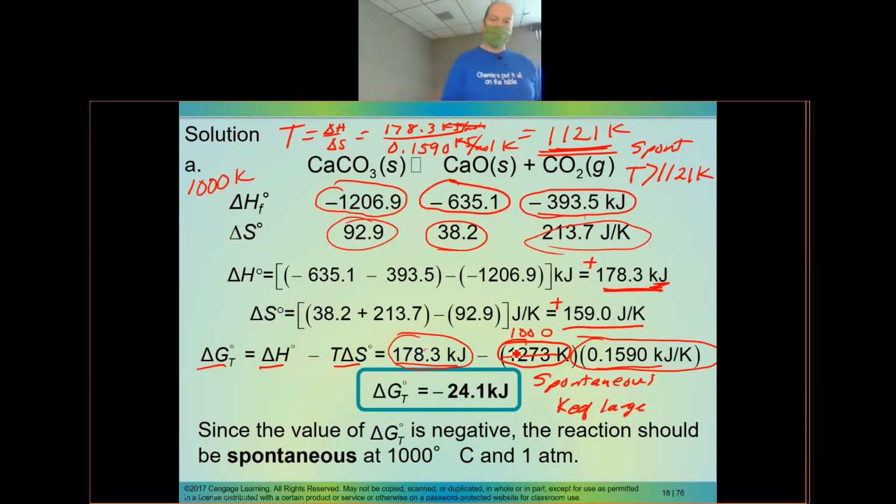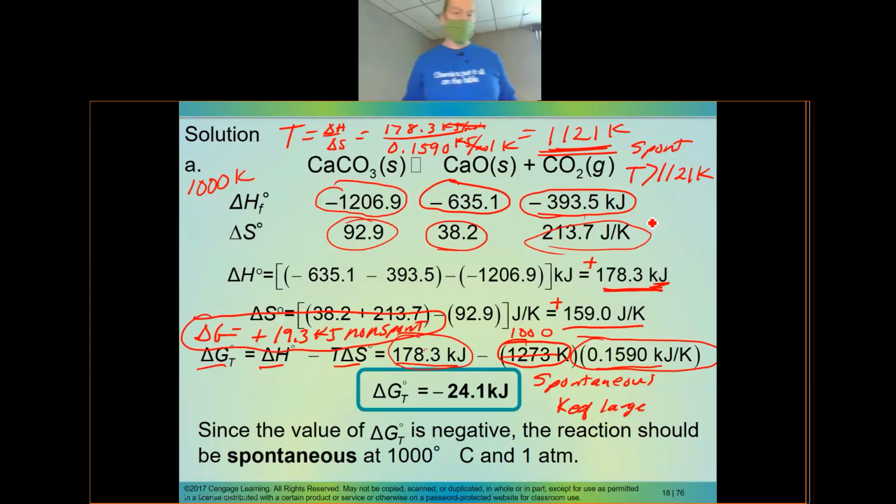And when you do that, you get a positive number. It comes out 178.3 minus 159.0 when you multiply that number. And so here, if it's at 1,000, your delta G is a positive 19.3 kilojoules, non-spontaneous. All right, and so that one we knew would be a positive number because that temperature was less than 1,121, not greater than the 1,121.